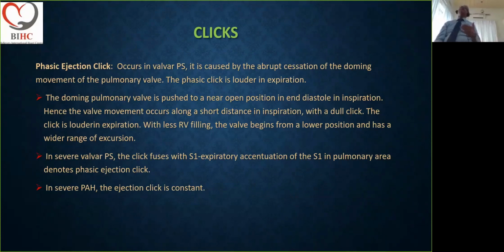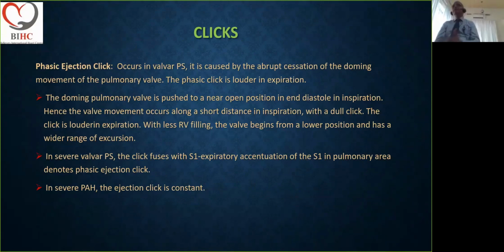Why so? The RV has to handle the inspiratory venous return. So given a larger inspiratory venous return, the better filled RV tries to push open the pulmonary valve, and at the end of diastole, the pulmonary valve is closer to an open position. As against expiration, when the RV filling is the least and the pulmonary valve is at the beginning of its opening. So the range of excursion is more in expiration, less in inspiration.